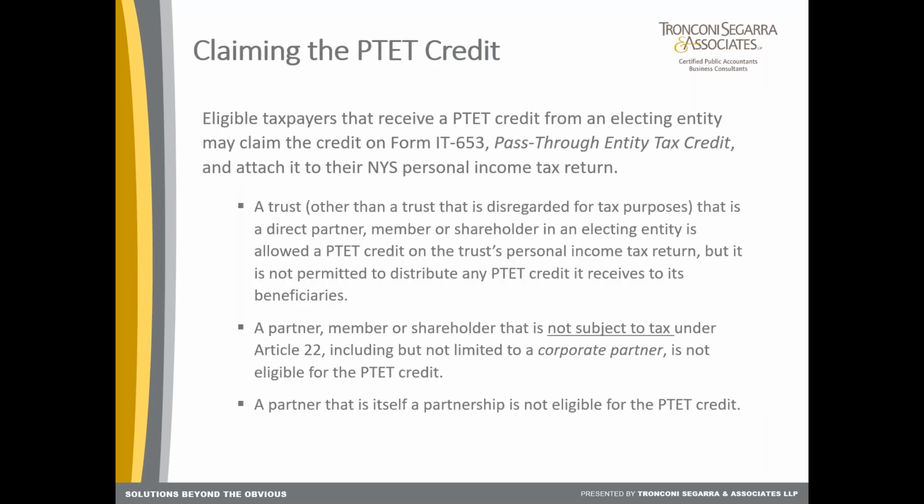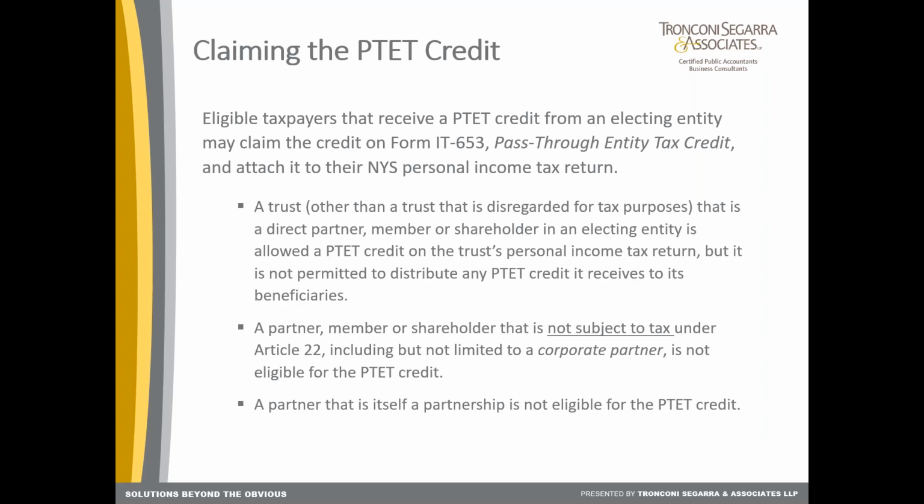Eligible taxpayers that receive a PTE tax credit from an electing entity may claim the credit on Form IT-653, pass-through entity tax credit, and attach it to their New York State personal income tax return. This is a new form from New York State, and so this will have to get attached to the individual's tax return in order to claim the credit.